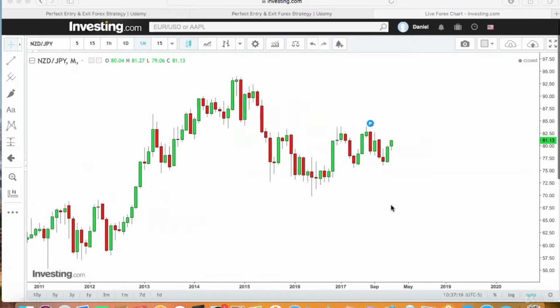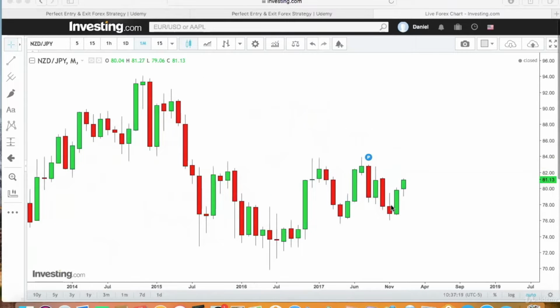And you want to look all the way to the right and see what's happening on the monthly price action. So as you can see here, these two monthly candles have great bullish momentum to the upside.